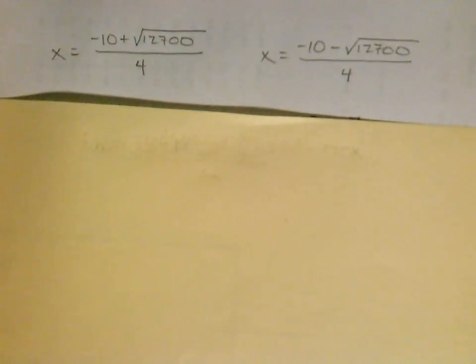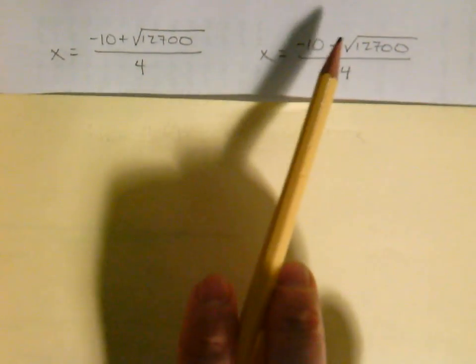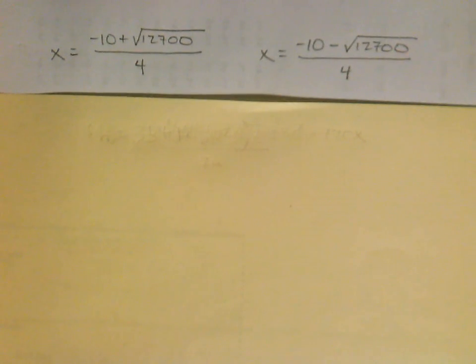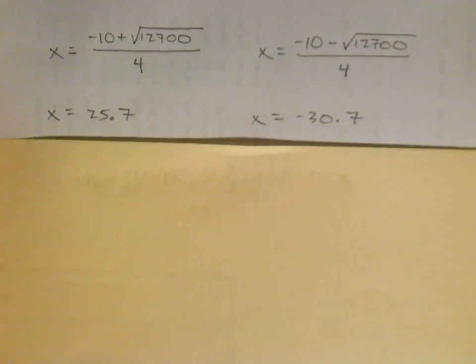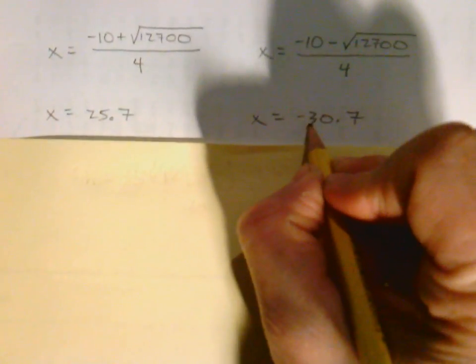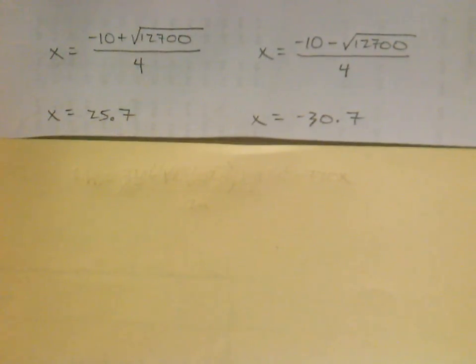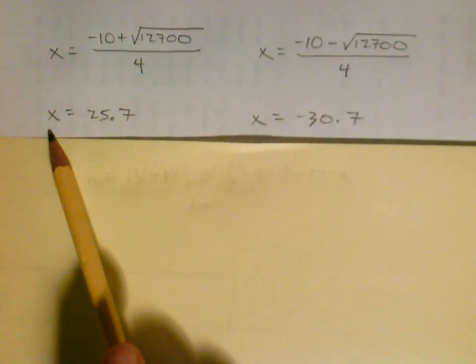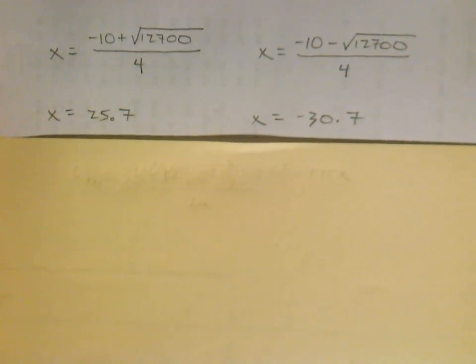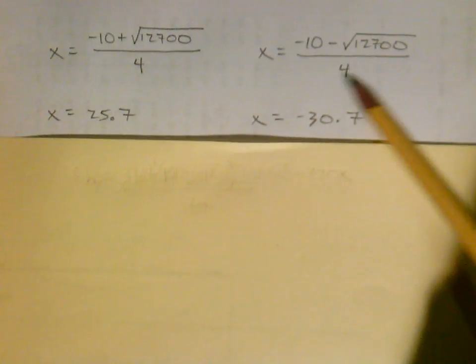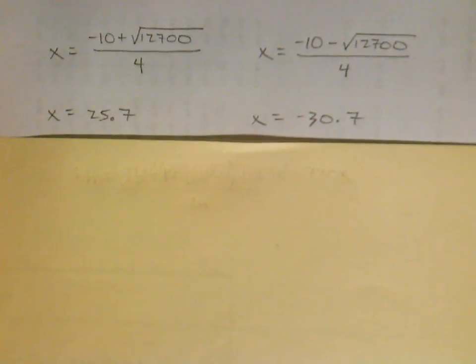What you do want to do is write the 2 separate forms, one with the adding, one with the subtracting. And then calculate both of these numbers. And this is what you'll get for each one. When you're adding and you round to 1 decimal place, that will work out to be x equals 25.7. When you subtract and then divide that whole thing by 4, you should get negative 30.7.